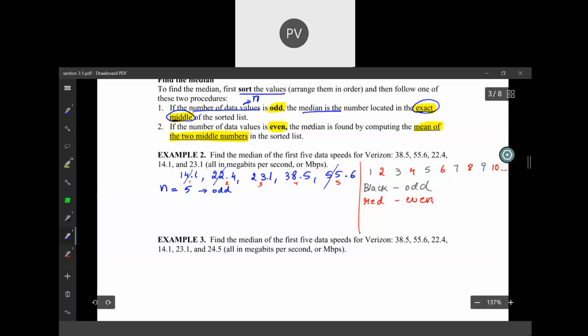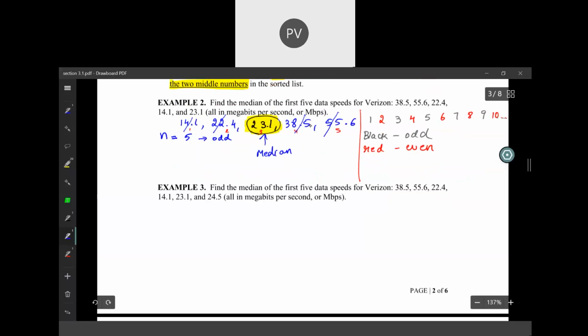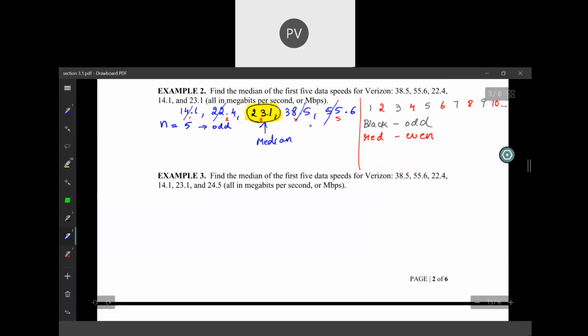1, 2, remaining is 23.1. This is the middle number, which is called the median. This is the median.